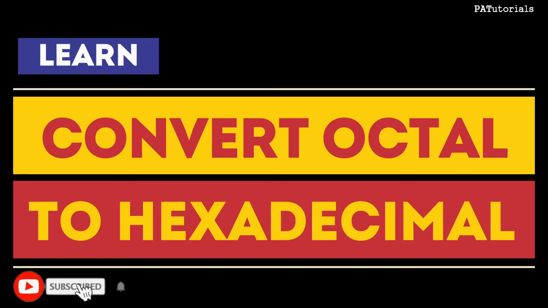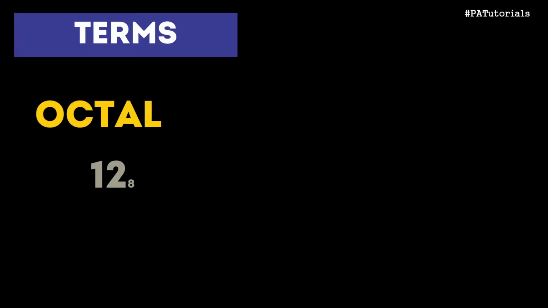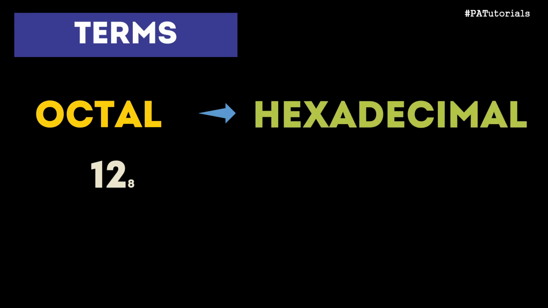For today's video, I'm going to discuss how to convert octal to its hexadecimal form. Now in here, we have an octal number which is 12 base 8 and then we're going to convert it into its hexadecimal form which is blank base 16.